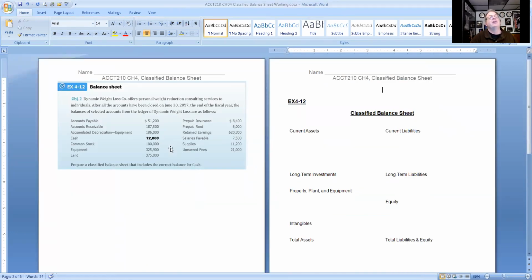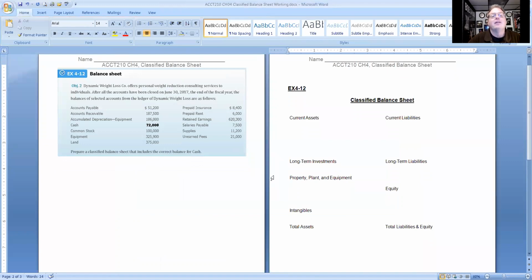Okay, so I don't know if you can read that or not. It's kind of small. If you can read it, I'm having trouble. But anyway, these are some accounts that they have. This is exercise 4-12. What we're going to do is plug them in and see where they go.